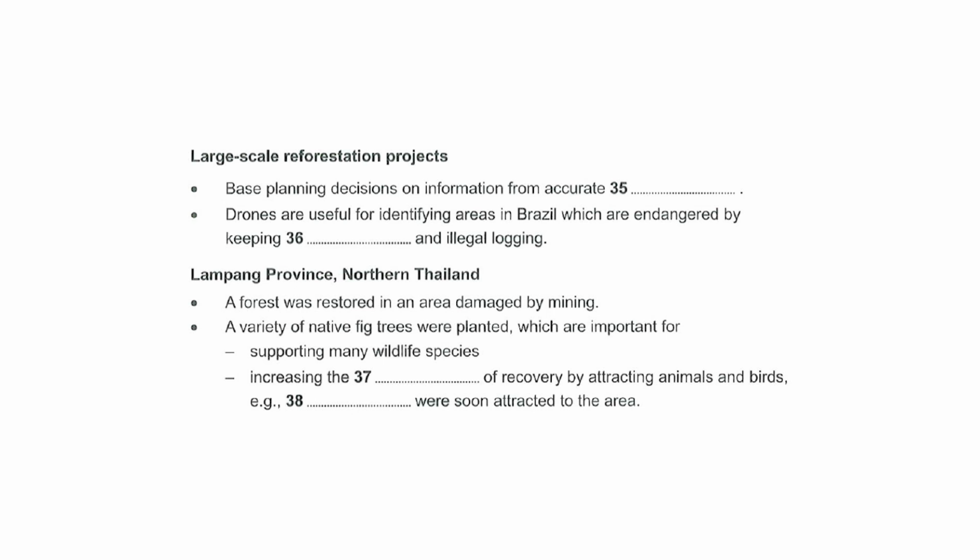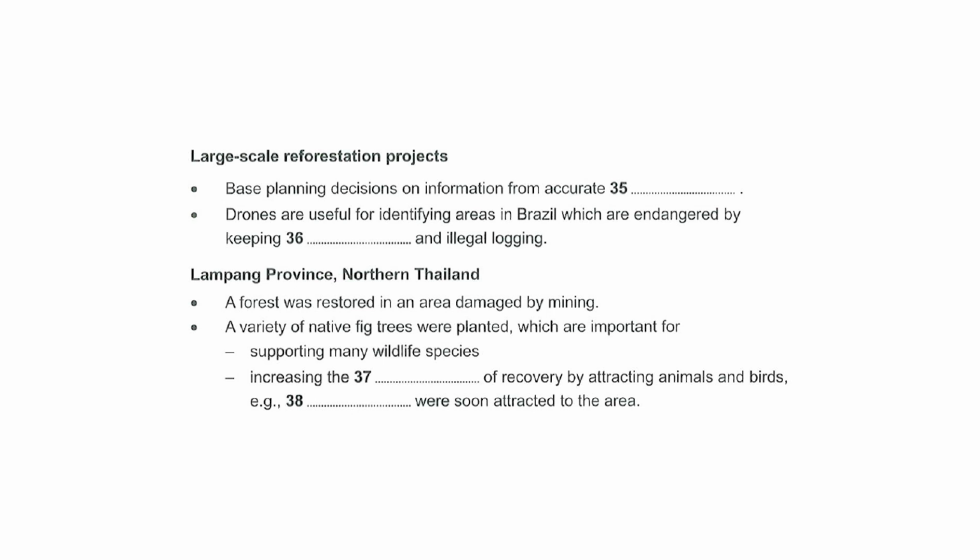Okay, let's go on. Drones are useful for identifying areas in Brazil which are endangered by keeping dash and illegal logging. Logging is when you cut down the trees. So two things: by keeping dash, keeping means you keep something there. For keeping, they commonly use the word keeping. If they talk about animals or livestock, they can use the word rearing. And the second thing is illegal logging, right? Chopping off the trees illegally.